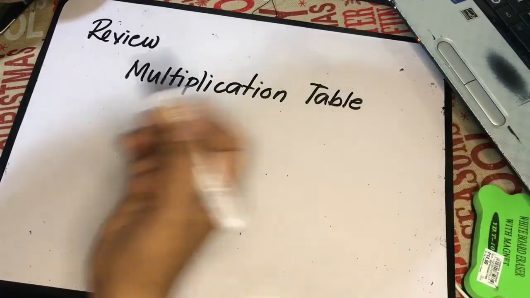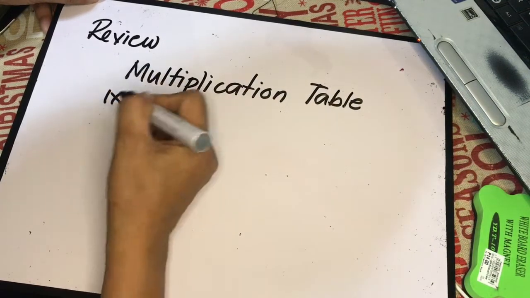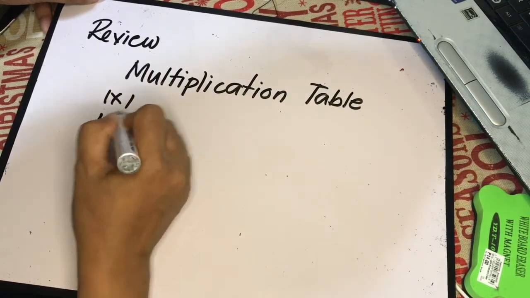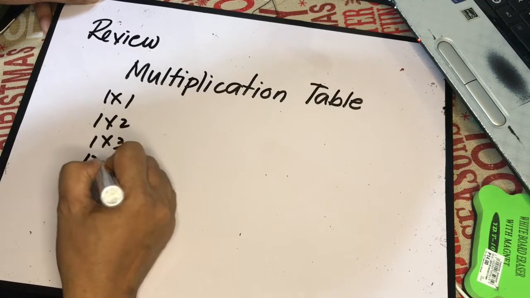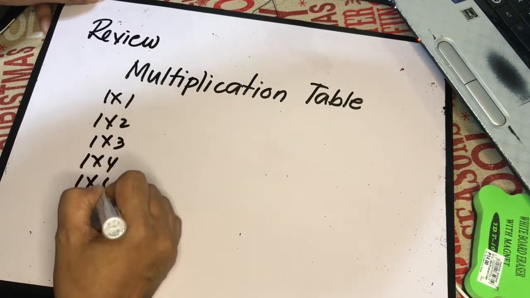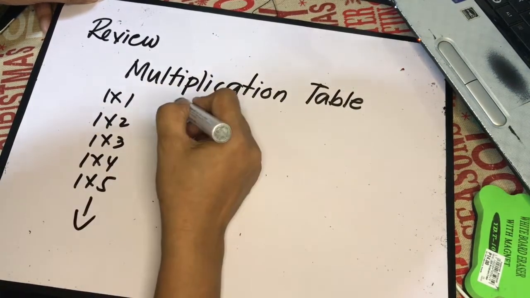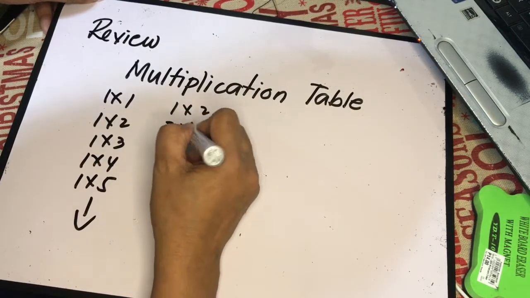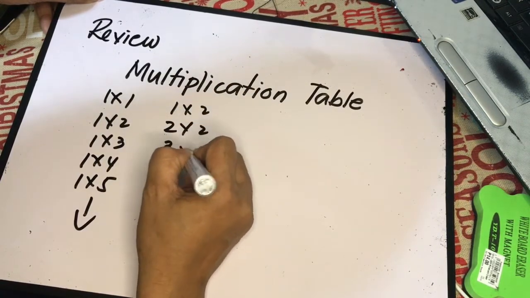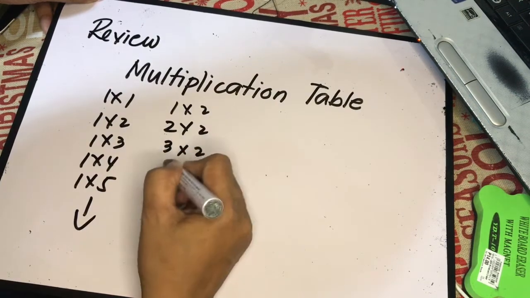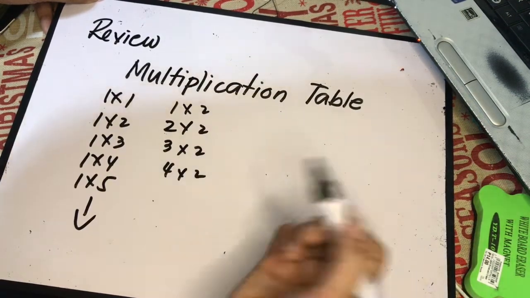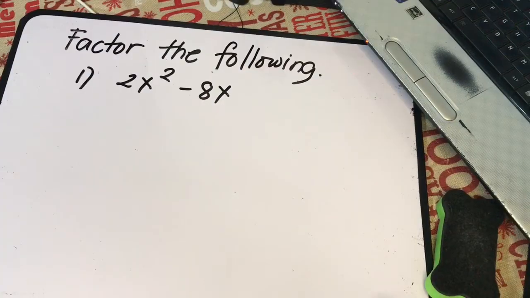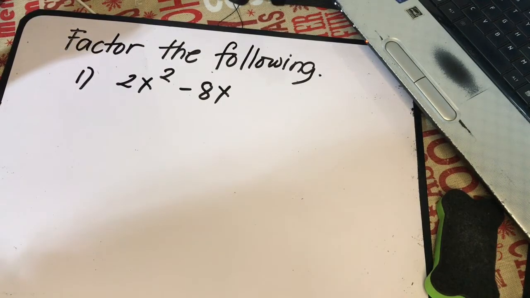So, let's say for example, you have 1 times 1, 1 times 2, 1 times 3, 1 times 4, 1 times 5, and so on. Then you have 1 times 2, 2 times 2, 3 times 2, 4 times 2, 5 times 2, and so on. Okay, so let us have an example. Factor the following. Number 1, 2x squared minus 8x.